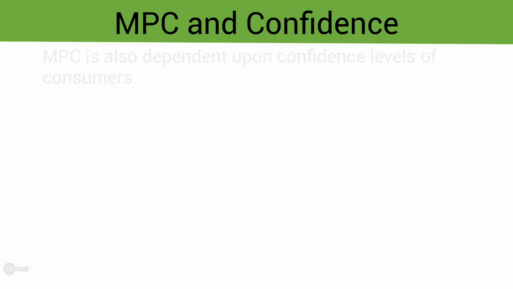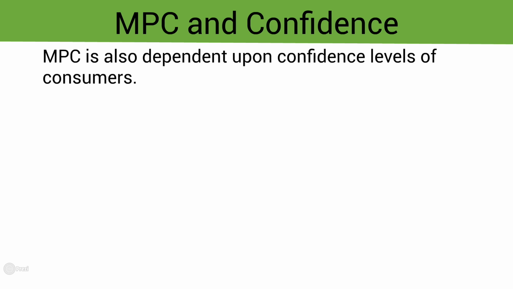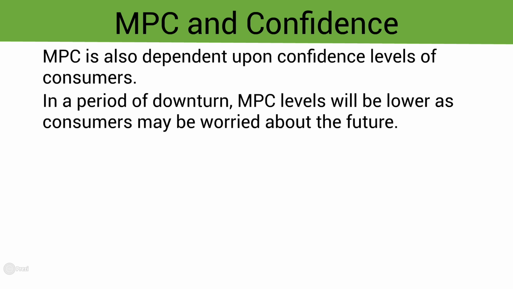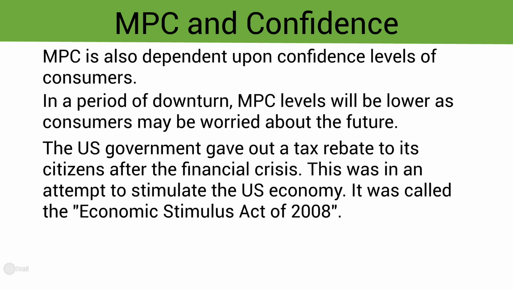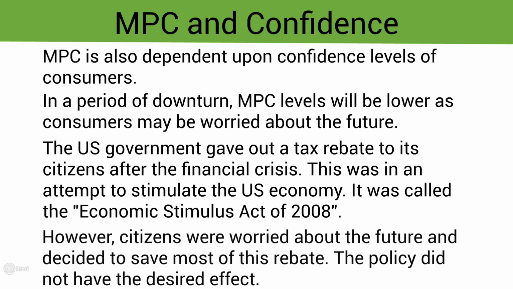Marginal propensity to consume is also dependent upon confidence levels of consumers. In a period of a downturn, marginal propensity to consume will be lower as consumers may be worried about the future. The US government gave out a tax rebate to its citizens after the financial crisis. This was in an attempt to stimulate the US economy. It was called the Economic Stimulus Act of 2008. However, citizens were worried about the future and decided to save most of this rebate rather than consume it. The policy didn't really have its desired effect.